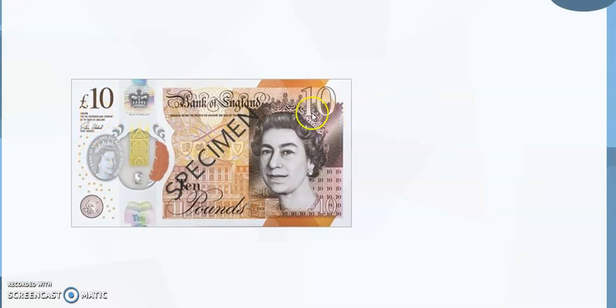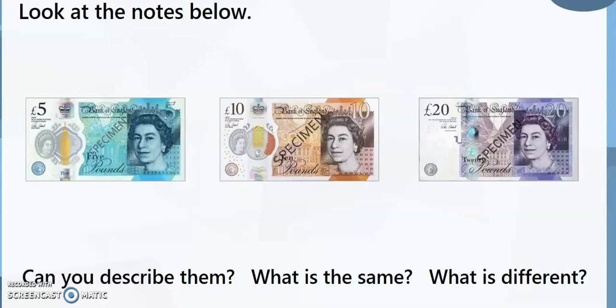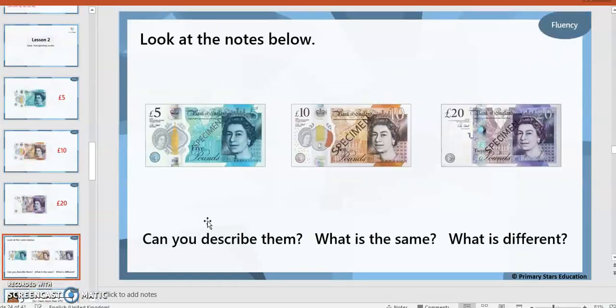This one is £10, and again, it's got these numbers in all these different places. It's got our words here, £10. And then the last one we're going to look at is £20. So think about the colours. Think about what's the same, what's different. If you ask very nicely, your mums and dads might have some notes that they can show you, so you can see what they look like and feel like in real life.